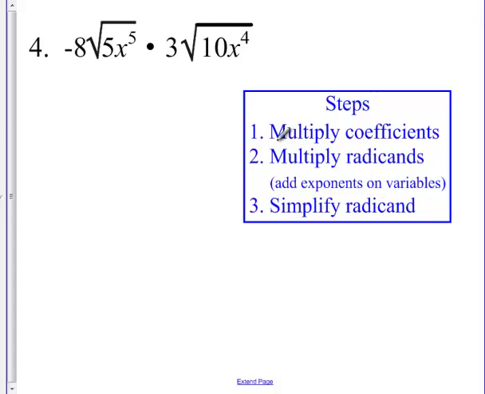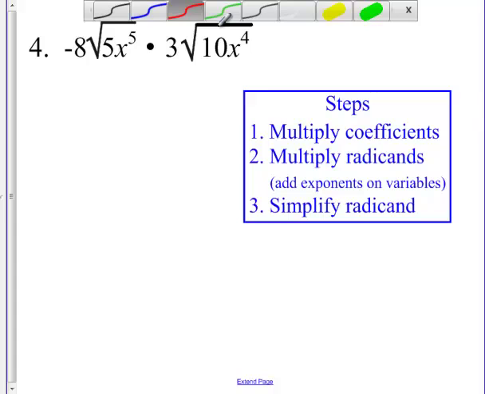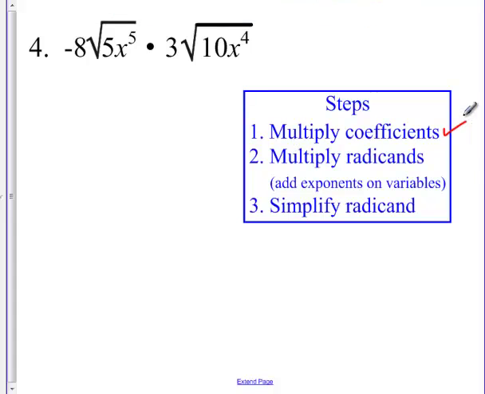Okay, another one. Let's see here. Multiply the coefficients. Negative 8 times 3 is negative 24. Multiply the radicals. 5 times 10 is 50. X to the 5th times x to the 4th. I add the exponents together, get x to the 9th. Now we're going to simplify.